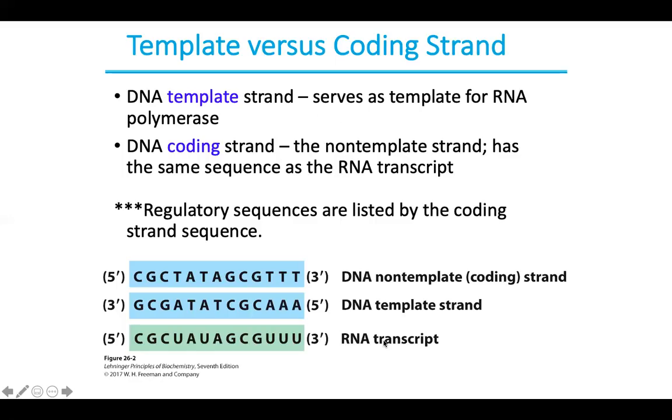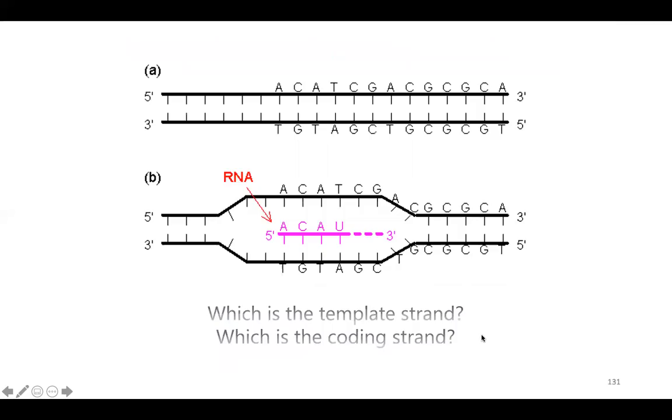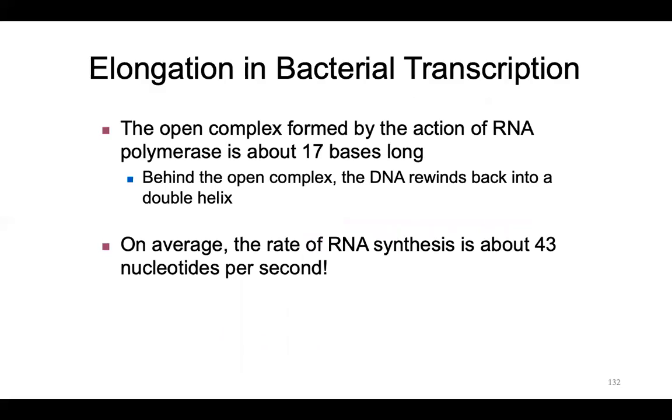When you hear the term coding strand, we are referring to the DNA, not the RNA. When we refer to the template strand, we are referring to the DNA that the RNA polymerase will read to form the RNA transcript. So for this one, which is the template strand and which is the coding strand? The template strand is this one. The coding strand is this one. Why is it called the coding strand? Because the coding strand has a similar base sequence to that of the RNA transcript.